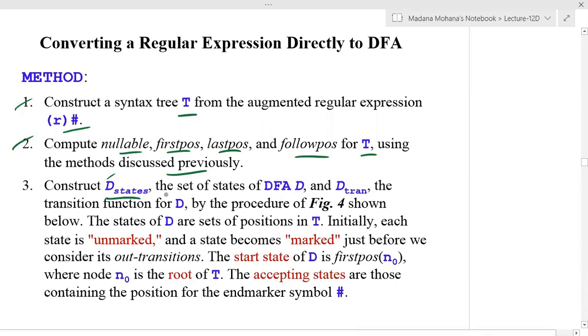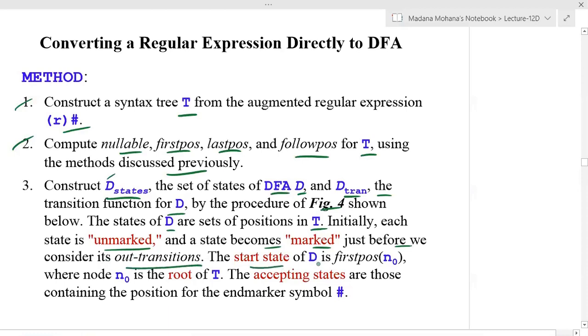Name it Dstates, which is the set of states of DFA D, and you need to find the transitions for all the states in the DFA. This is represented as Dtran, the transition function for D, by the procedure shown below. The states of D are sets of positions in the syntax tree. Initially, each state is unmarked, and a state becomes marked just before we consider its outgoing transitions.